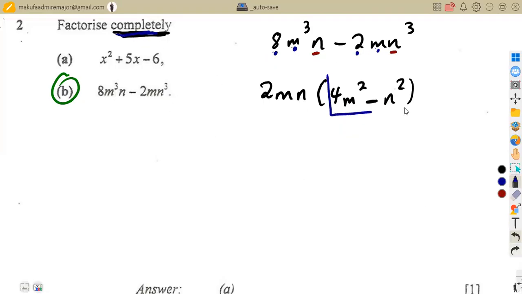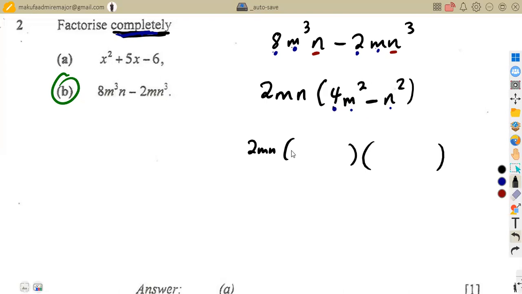In this bracket, is it in its simplest form? We can see that this is a difference of 2 squares. We have 4 as a perfect square, m squared is a perfect square, n squared is a perfect square. So how do we go about it? We are going to factorize this. Remember, for our difference of 2 squares, we are going to have 2 brackets. We find the square roots of these terms.